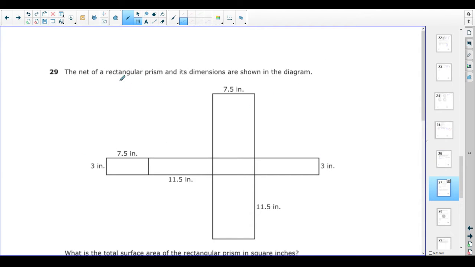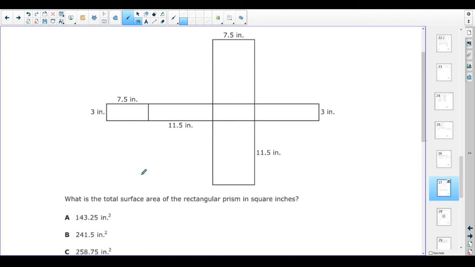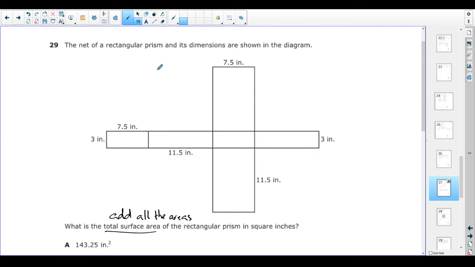Okay. 29, net of a rectangular prism, dimensions are shown. What is the total surface area? Total surface area, that just means add all the areas. Rectangular prism, so there are going to be 6 rectangles, but only 3 of them are going to be unique. We can just do those one by one. Let's start with this one on the left. That's 3 by 7.5. Area of a rectangle is just base times height, or 7.5 times 3.